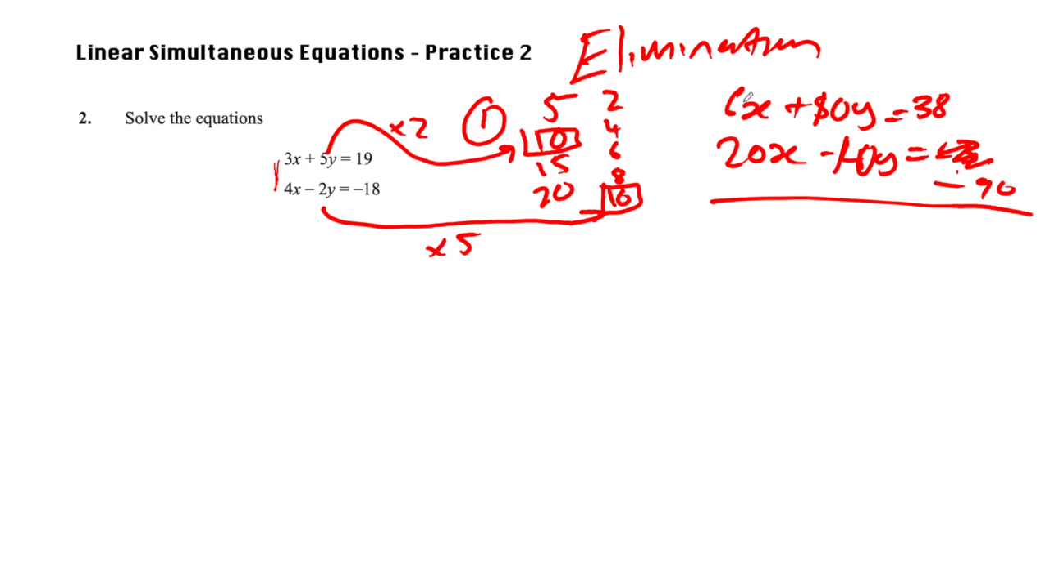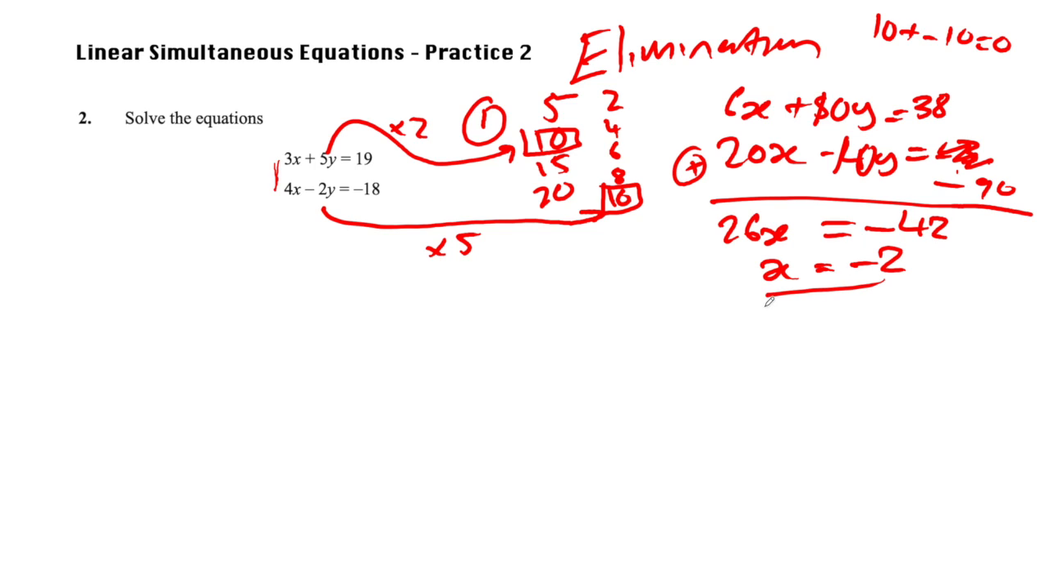So here, because we've got 10 and a minus 10, 10 plus minus 10 equals 0. So we want to add them, we don't want to take them away, we want to add them to get rid of the y's there. So 20 plus 6 equals 26x, 10 plus minus 10 equals 0y, and then 38 minus 90 is the same as minus 42, so that means x equals minus 2. So here, this was step 1, which was eliminate x or y. Step 2 is solve.